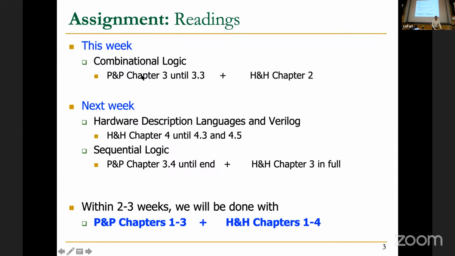Okay, but combinational logic is covered in Patt and Patel here, and Harris and Harris chapter 2. But you should also read chapter 1 of Harris and Harris, because it actually has material that leads to combinational logic, which we will talk about today. And then next week, we're going to cover sequential logic and hardware description language and Verilog, and this will be useful for your labs as well. Basically, within 2 to 3 weeks, we will be done with a lot of chapters.